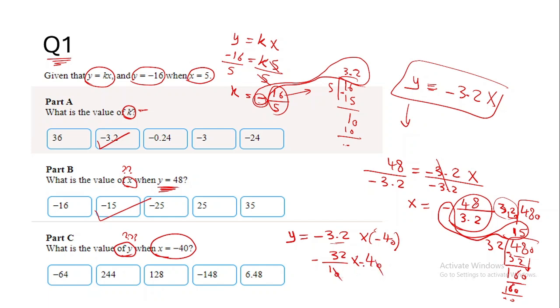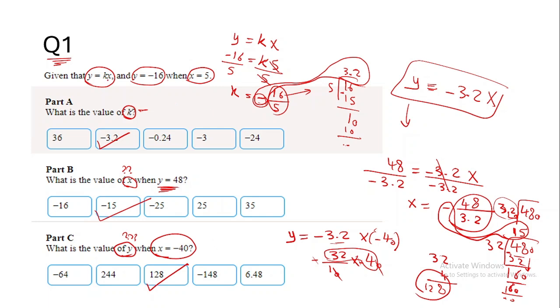This one will go with this one. Negative multiplied by negative will be positive. So 32 by 4 will be 8, and 4 by 3 is 12, so the answer will be 128. Okay, this is direct variation, and 90% of the questions will be in the same way.